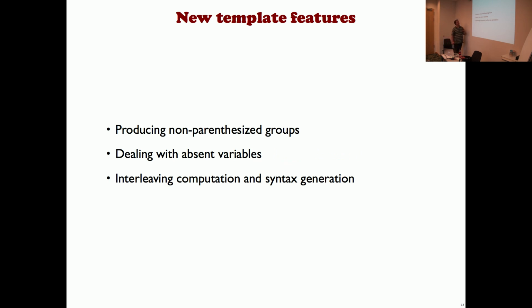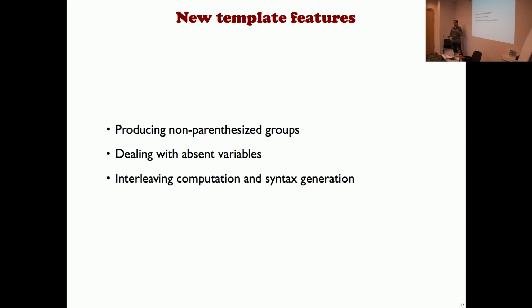So there are 3 new template features that I'd like to introduce to you. One is we want to be able to produce non-parenthesized groups of things. Of course, if you've only got one group, it's easy to produce a non-parenthesized sequence of things. You just write down the things and you're done, right? But if these occur, for example, under an ellipsis, you need some way of producing those things without adding parentheses around them, basically.